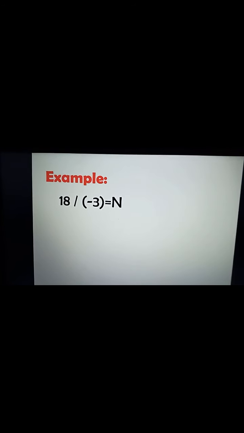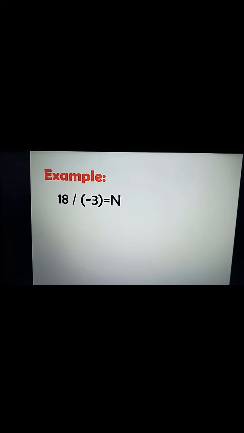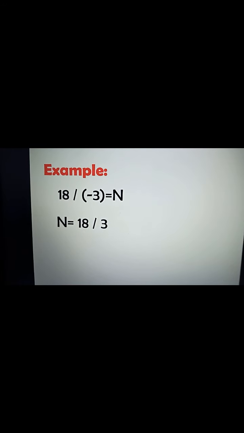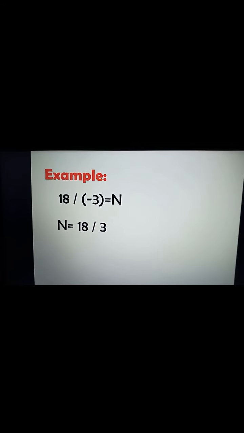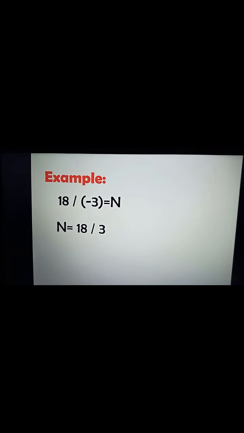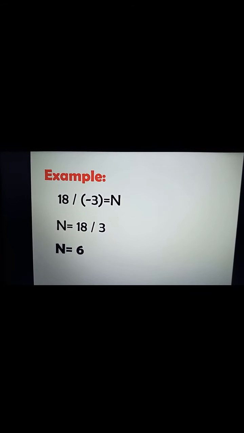Example, 18 divided by negative 3 is equal to n. The absolute value of 18 and negative 3 is 18 and 3. Copy the sign. So, it is an unlike sign. The possible answer is always negative. So, 18 divided by 3, the possible answer is 6. Copy the negative sign. So, the final answer will be negative 6.